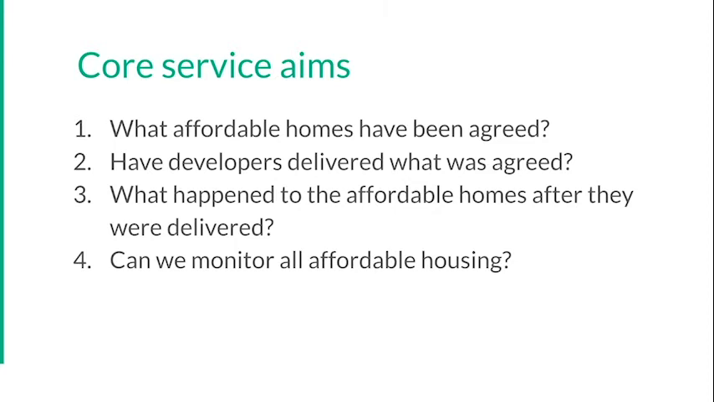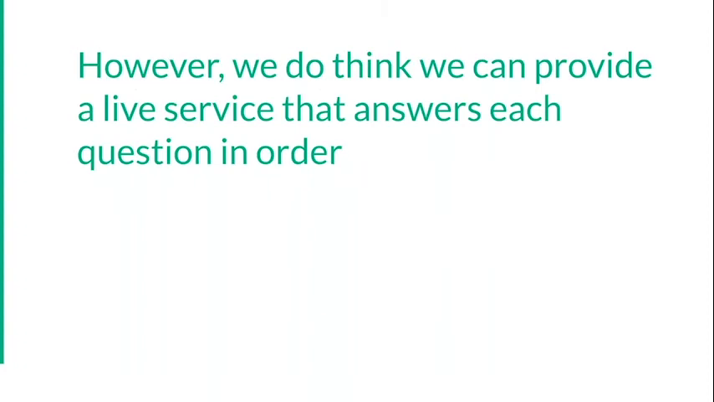The third question is, what happened to the affordable homes after they were delivered? And the final point is, can we monitor all affordable housing? Now, the order of this is really important, because we can't do 4 without doing 3 first. Although we really want to monitor all affordable housing, it's currently not possible with the data that we're capturing in the systems that the planning team are using at the moment. So we do think we can provide a live service that answers each question in order.